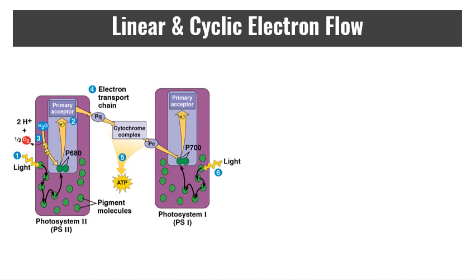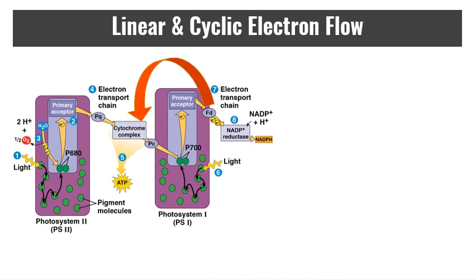Those electrons will then go to photosystem 1, where it passes to P700. Those P molecules are just special chlorophylls, and 680 and 700 are the wavelengths that they absorb the best. The electrons are re-excited, and then they fall down again to power the NADP reductase enzyme to produce the NADPH.